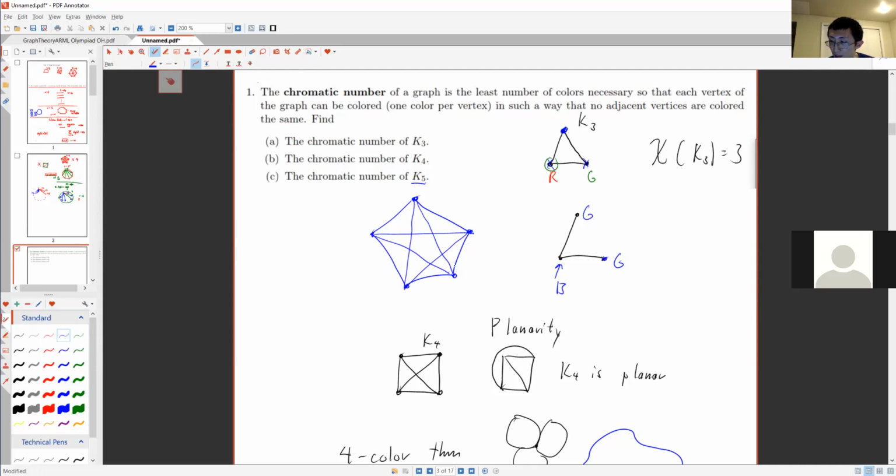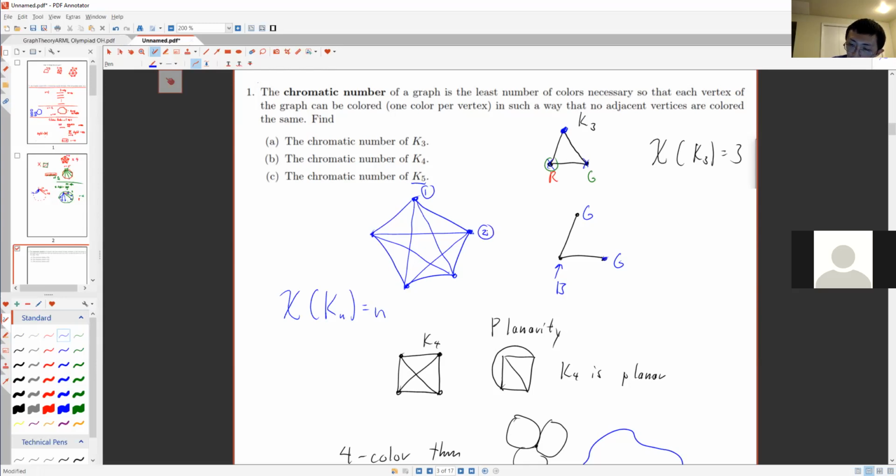Yeah, so Elias says chi of Kn is just n. So the chromatic number of Kn, the complete graph on n vertices, is just n. Because if I color this vertex with color number 1, then none of the other 4 vertices can be color 1, because 1 is connected to every vertex.